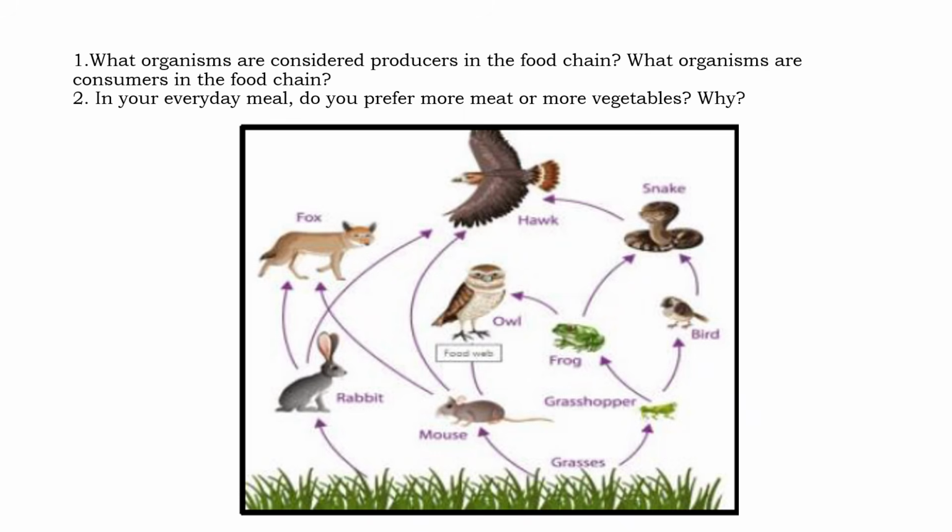Then we have the tertiary consumers or the top predators. These are the top hunters. No one in the web eats them, or very few do. In the picture, hawk and fox are top predators. The hawk might eat the snake or the owl. The fox might eat the rabbit or mouse.